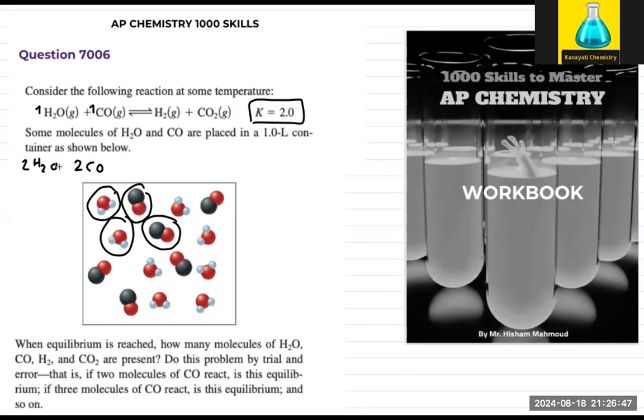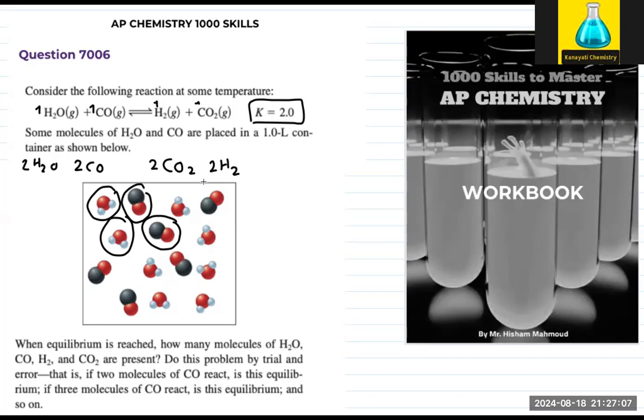CO, so H2O forms 2 of CO. They were not there at the beginning because the ratio is also 2 to 2. And then, because the ratio is 1 to 1 to 1 to 1, 2 CO2 will be formed and 2 H2 will be formed.